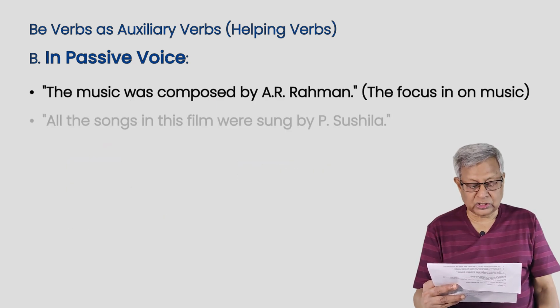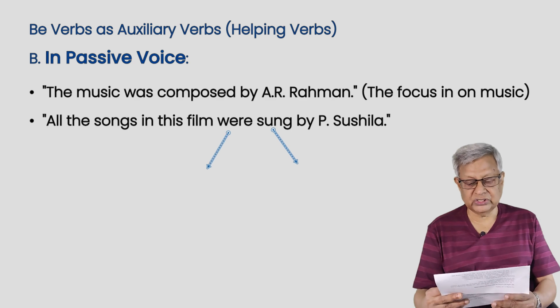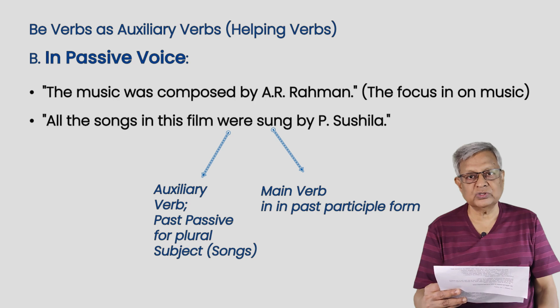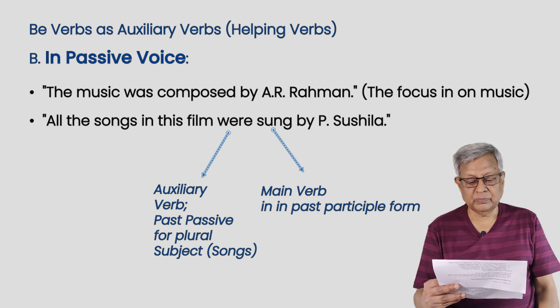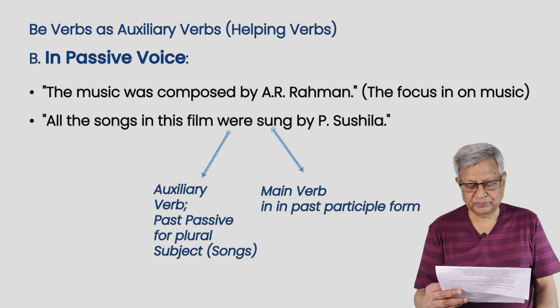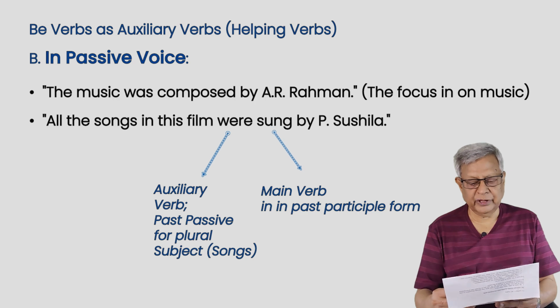Second is, all the songs in this film were sung by P. Susheela. Where is the passive voice? Were sung. So after the be verb in the passive voice, the next verb will be in the past participle. I have also done a lesson on past participle. So, the music was composed by A.R. Rahman. Composed is in past participle. Was is a be verb and composed is the past participle in the passive voice. Here also, all the songs in this film were sung by P. Susheela. Where is the be verb?